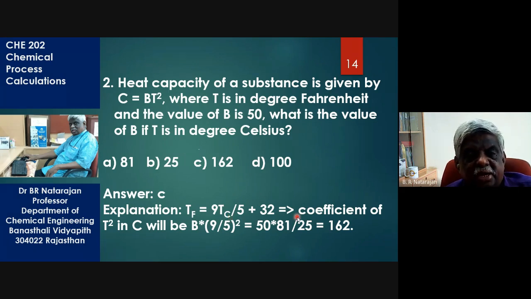So 9 by 5 Tc, when you square it up, will give you 9 into 9 Tc square by 5 into 5. So 9 by 5 square, B star, B, originally B was 50, now it will be 50 into 9 by 5 square. 50 into 81 by 25 comes to 162, and C is the right answer for this question.